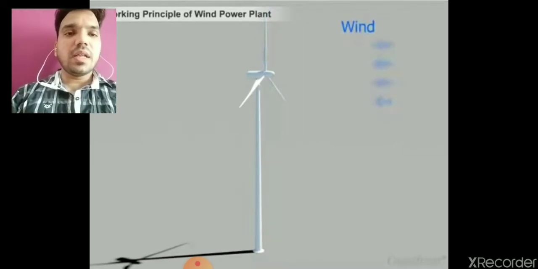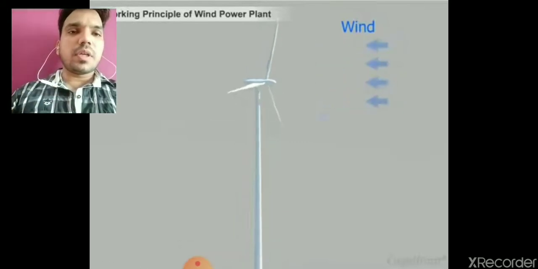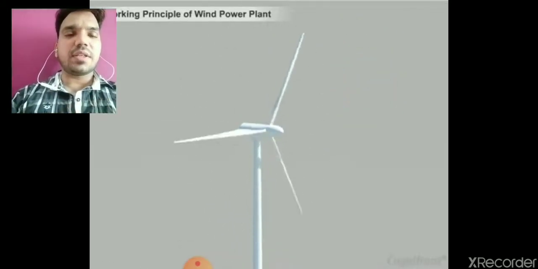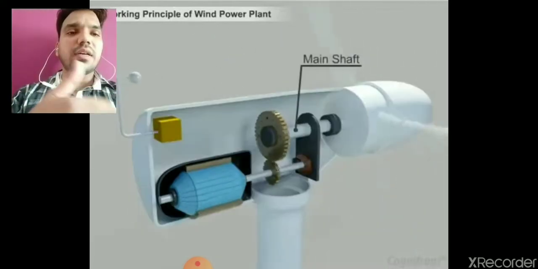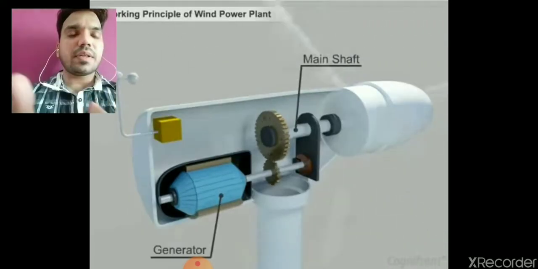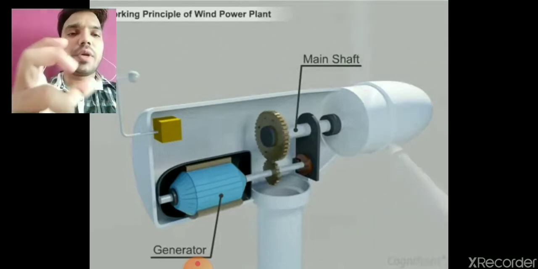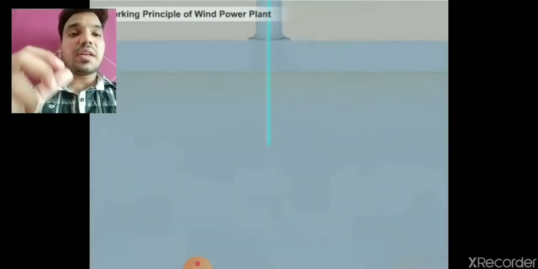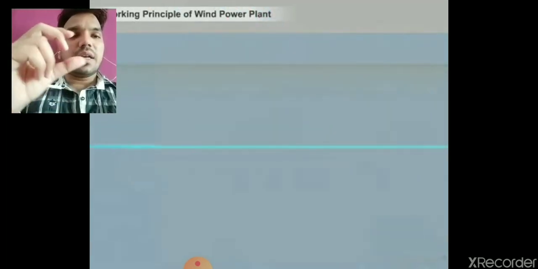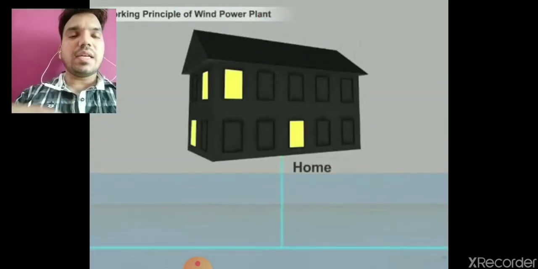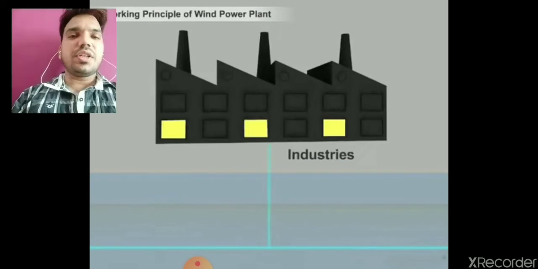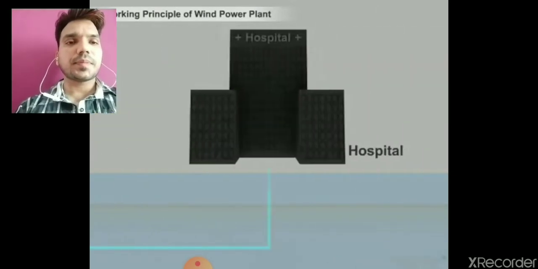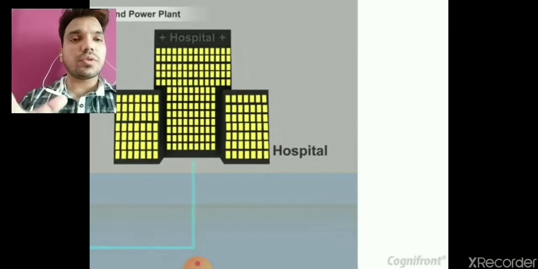Understand? The wind flows from in front of the blades. The rotor is connected to the main shaft. In its place is the generator. There are two gears, one bigger and one smaller. The generator rotates and produces electricity. This electricity we use in schools and hospitals.